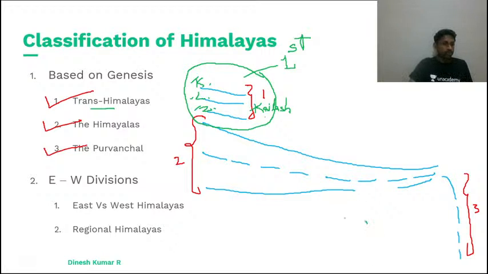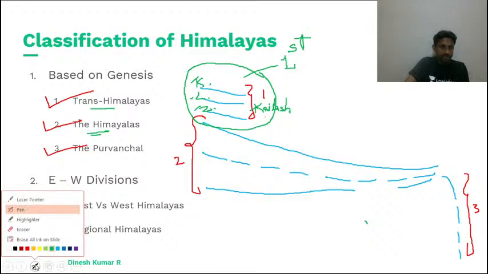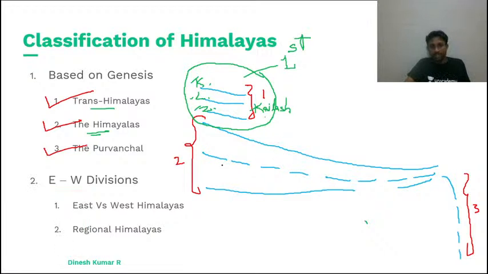So this is my second division I am talking about, that is my Indian mountains. So what are the things that I have to study about the Indian Himalayas? That is the second division. Let me take a different color here. Now the Indian Himalayas, I will divide into 3 parts. What are they? The first one is known as my Great Himalayas.